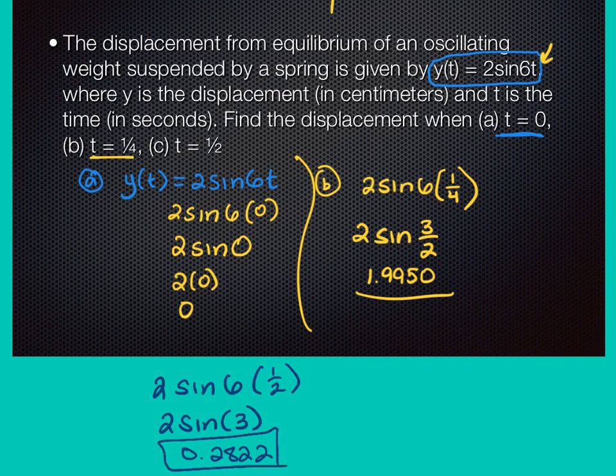0.2822. So the displacement, again, is if you've got a spring and you've got a weight that's pulling it down, it would obviously go down, bounce back up, go down, bounce back up, and that starts that curve. So at t being 0, it's at 0. At t being a fourth of a second, it's 1.9950, and at t being a half a second, it's 0.2822.